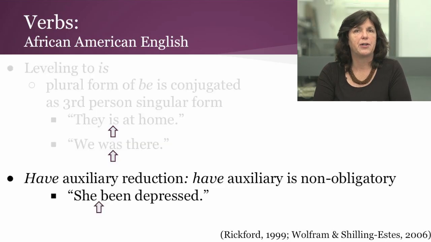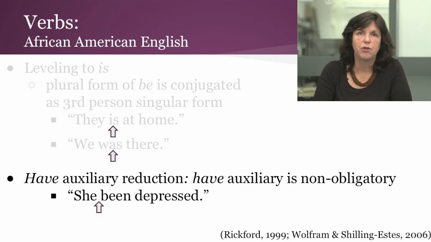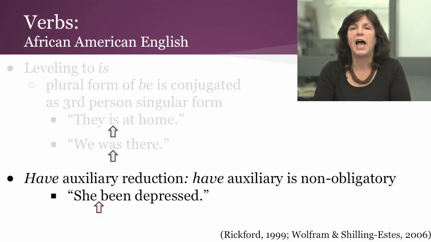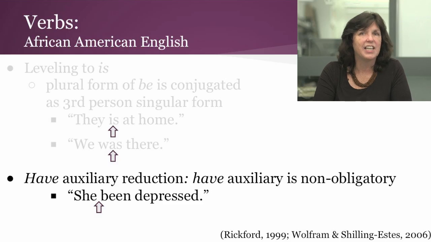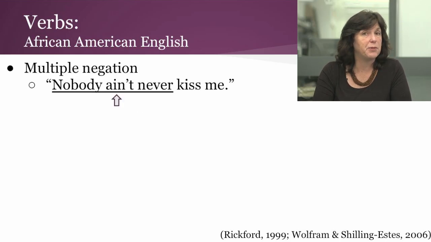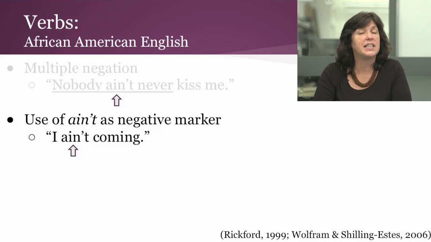Another feature of African American English is have auxiliary reduction, where the auxiliary form of have can be omitted. In standard American English, one might use the auxiliary form of have to say, she has been depressed. In African American English, however, it's grammatically correct to say, she been depressed. You might also see multiple negation, as in an utterance like, nobody ain't never kissed me. Ain't can also be used as a negative marker, as in, I ain't coming.